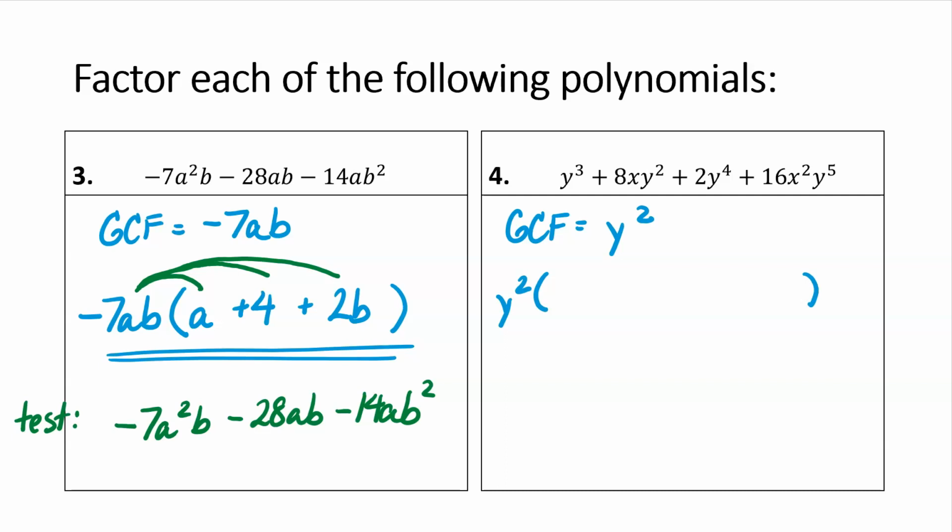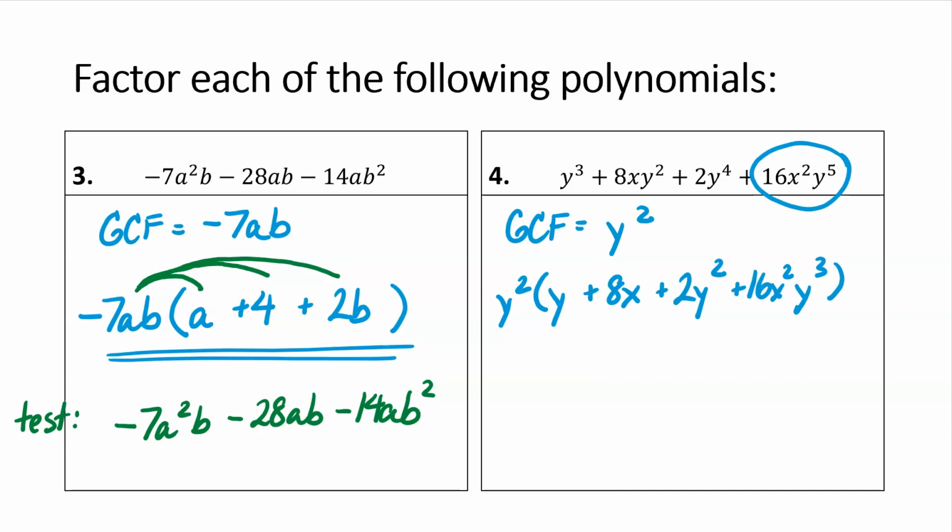Well, y squared times y is going to give you y cubed. y squared times 8x squared is going to give you 8x squared y squared. y squared times 2y squared results in 2y to the power of 4. And y squared times 16x squared y cubed is going to give you that last term there. And since this is our last example, let's just test to make sure we're correct.